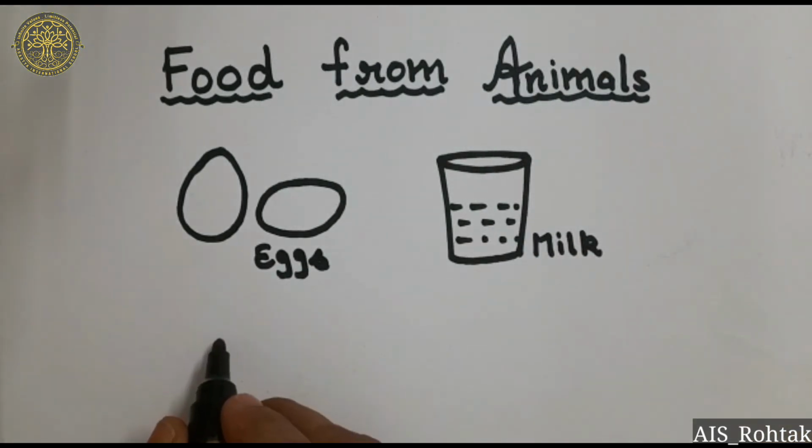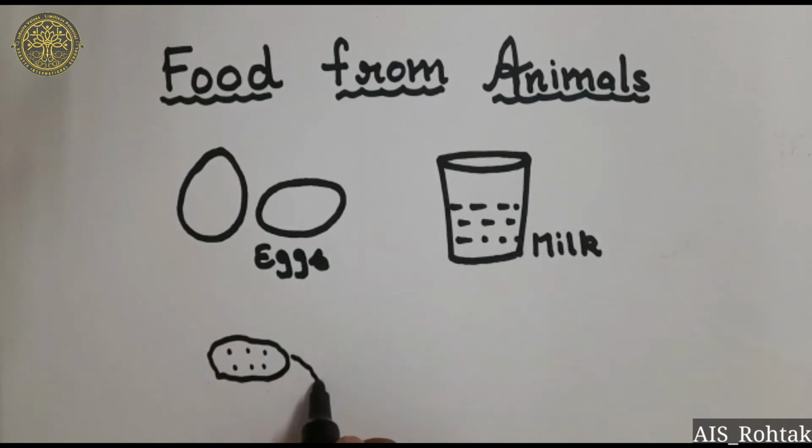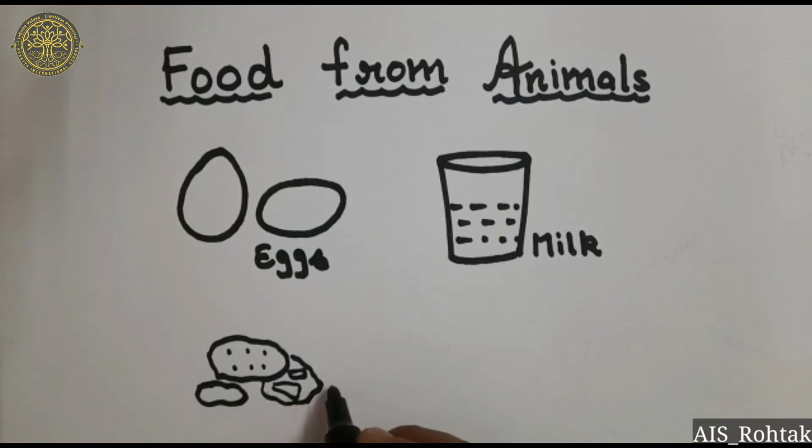Now draw some shapeless circles like this and some dots, because we are going to show the chicken. Yes. We also get chicken, flesh, and mutton from the animals. Students, do you know chicken is full of protein? It makes our bones stronger.